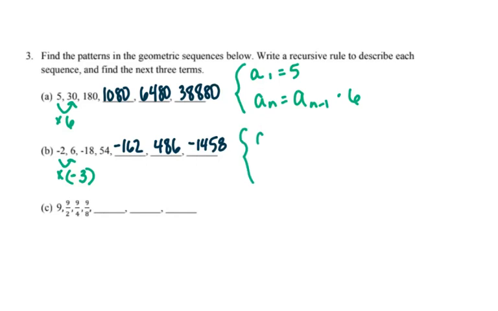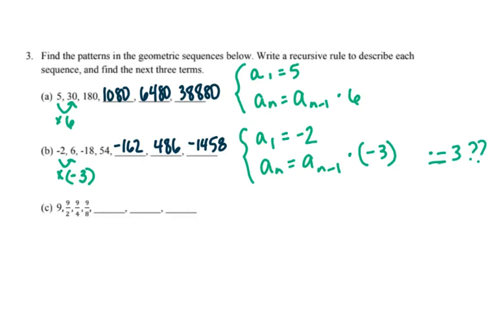So our recursive pattern would state the first term is a negative 2. And to get our next term, we're multiplying, and you need to put parentheses around it if it's got a negative, because when you write this, what is that? That looks weird. I don't know what that means. So please put parentheses around it.